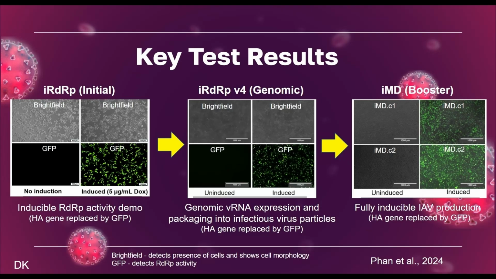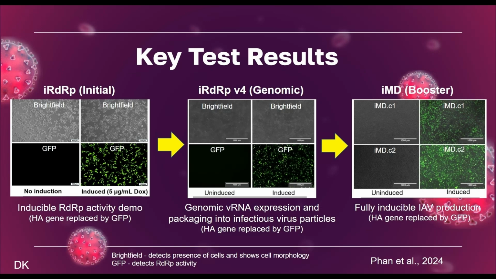So now we want to get into some of the key test results of the paper. And one of the advantages of the stage modular design is that we can actually test to make sure things are working along the way. We don't have to wait to the end of the process to make sure those inducible master donor cell lines actually contain all of the genes that we want.